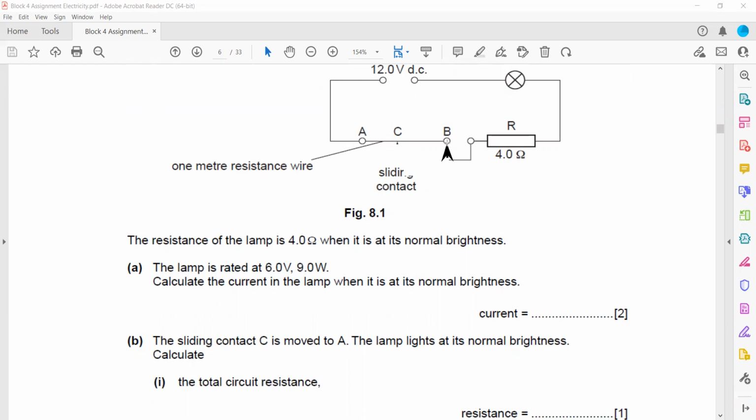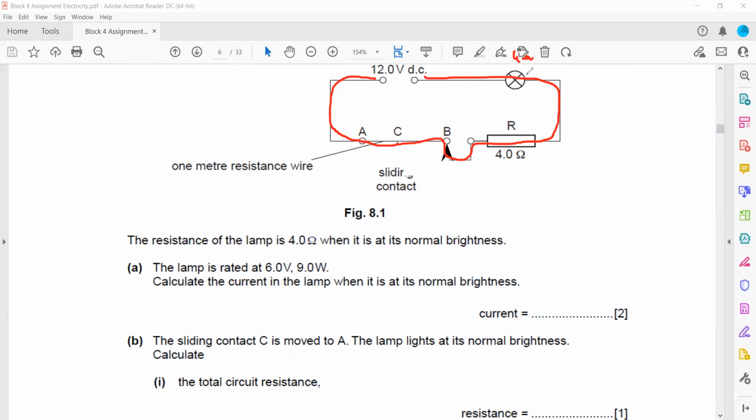So the sliding contact is moved from A to B. So as a result, what happened? This wire will now have resistance. The fixed resistor is also already having a resistance, and the lamp is also having a resistance. Before, when it was at A, the wire was not having any resistance, but now the wire is also used. So what will happen to the brightness of the lamp?